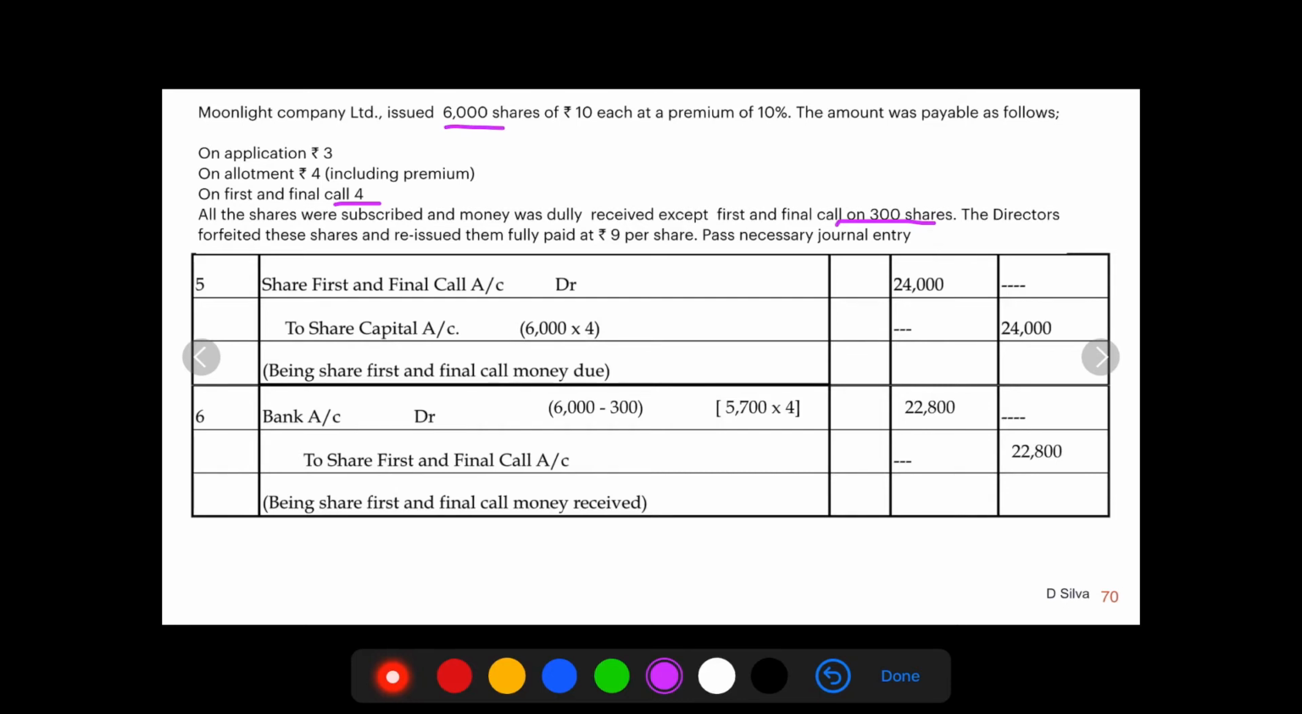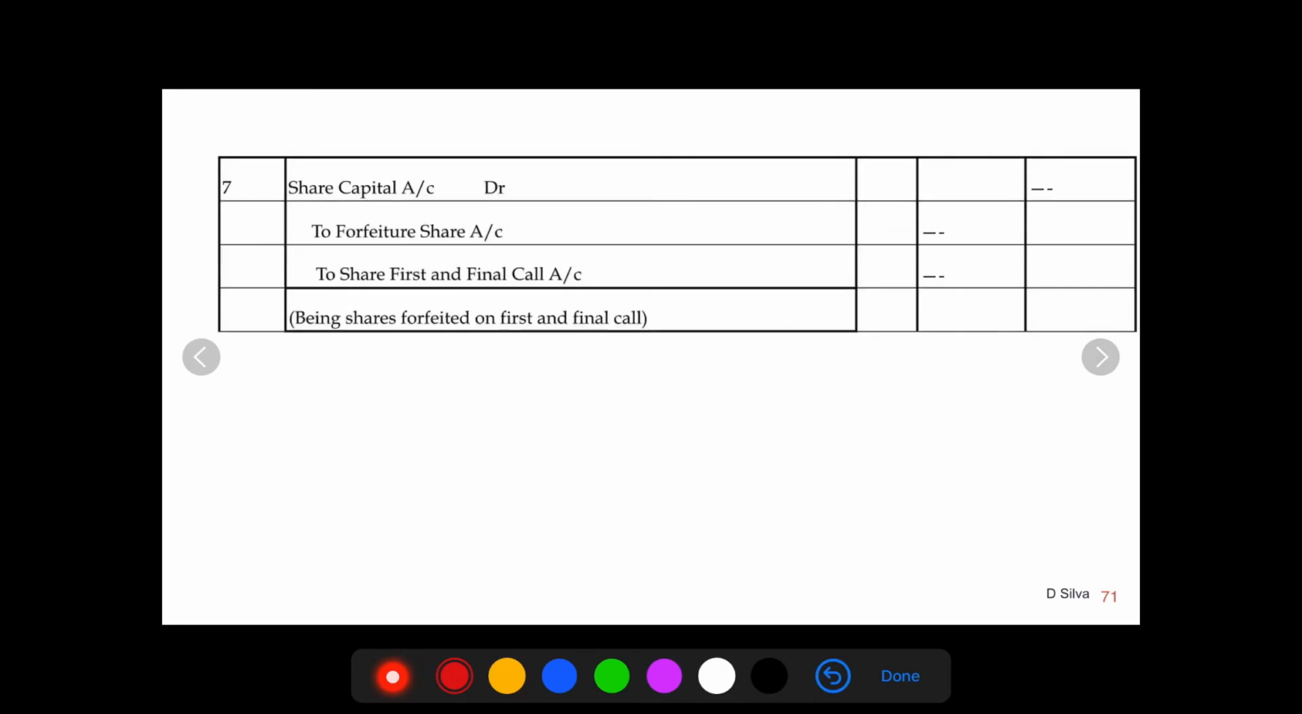Now coming to the next part of the journal entry, here we need to pass for forfeiture. So how many shares are being forfeited? On first and final call, 300 shares are being forfeited. And the same 300 shares are being reissued at rupees 9 per share. So first we will pass the journal entry for forfeiture, that is share capital account debit to forfeited shares account and to share first and final call account. So how many shares are going to be forfeited? It is 300 shares of rupees 10 each. 3,000 is what we are going to debit. So this is the called up money.